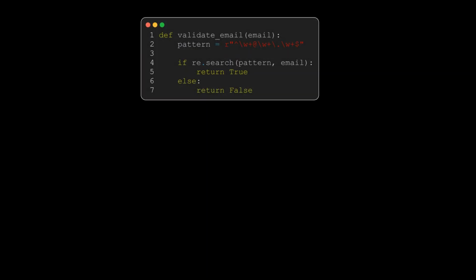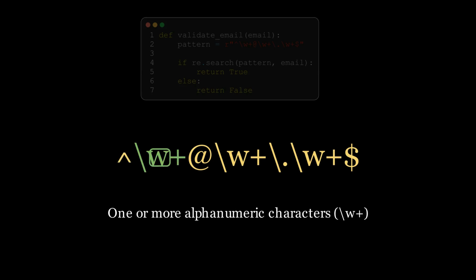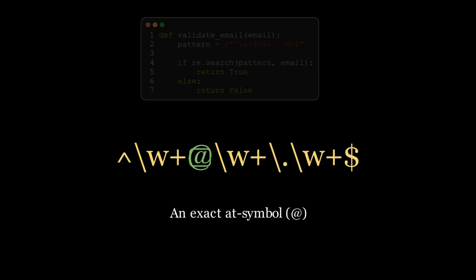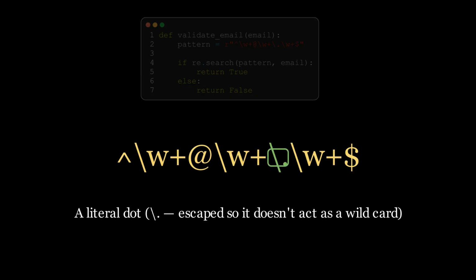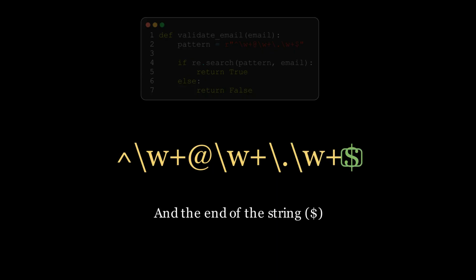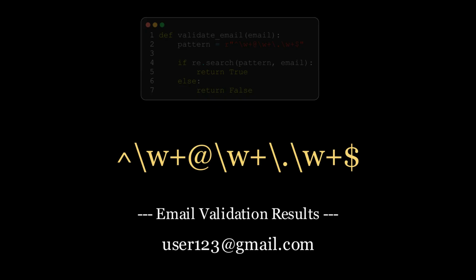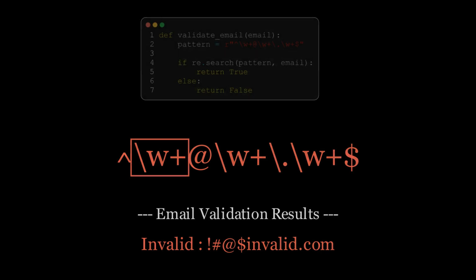So if we have to explain the pattern, we have the start of the string, the caret, and then \w+, which means one or more alphanumeric characters. Then we have the @ symbol, the exact match. Then we have one or more characters for the domain name, so again \w+, and then a literal dot. Notice we escaped it with a backslash, so it doesn't act as a wildcard. Again, we have one or more characters for the extension, so \w+, and the end of the string is given by the $ sign.